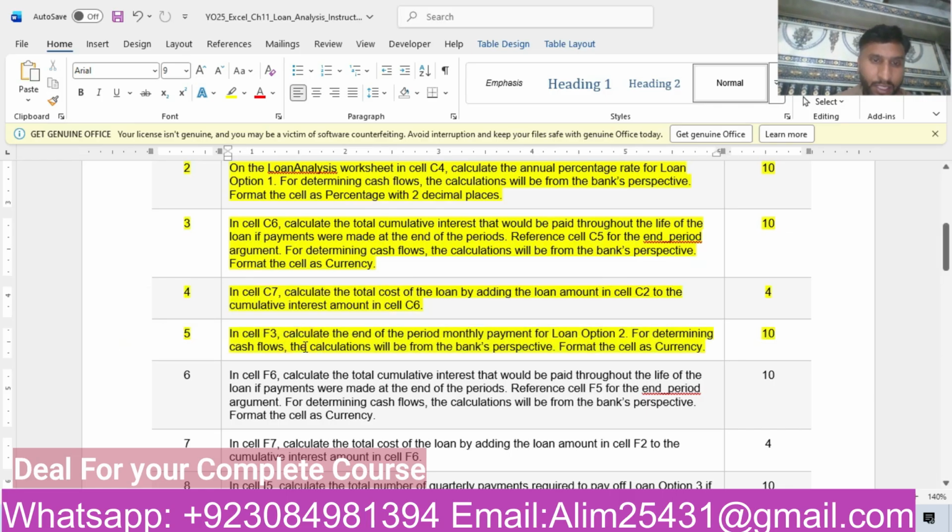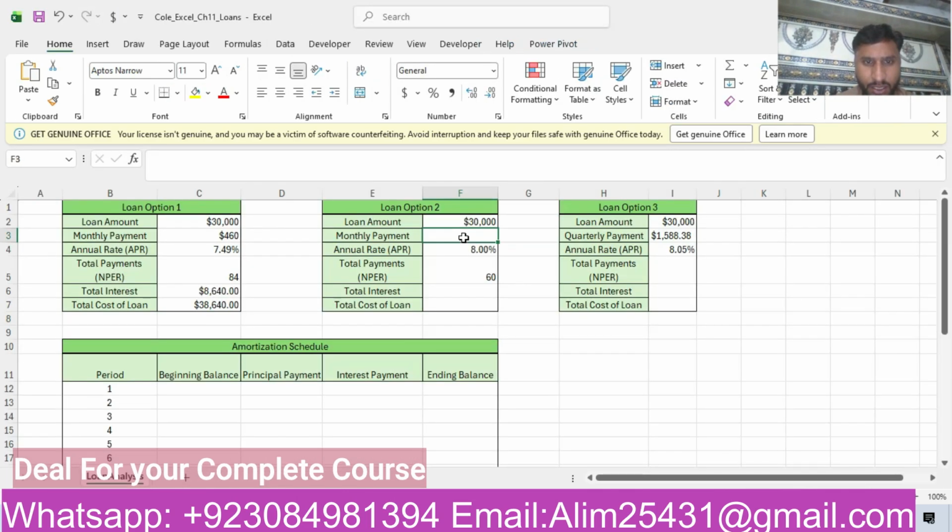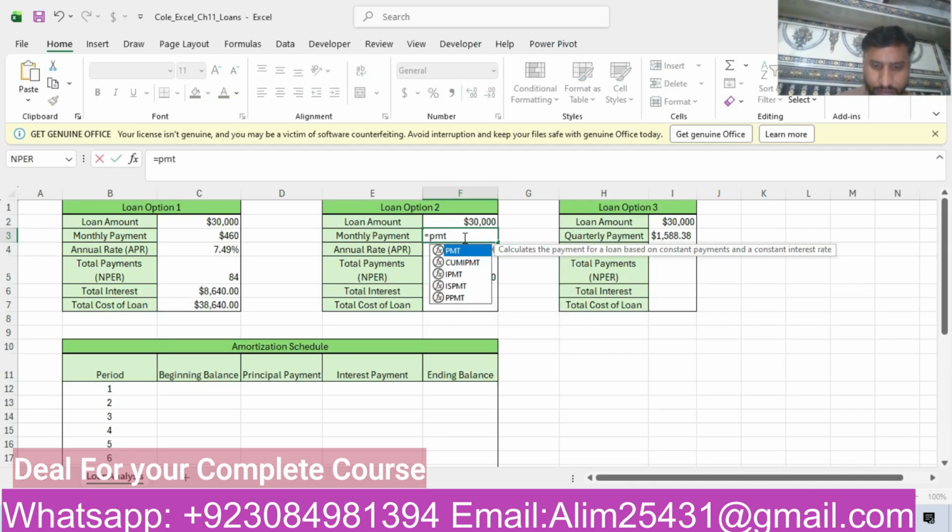In our step number 5, what is he asking? In the cell F3, calculate the end of the period monthly payment for loan option 2. Monthly payment means we need to find the PMT value for loan option 2 in the cell F3. That's our cell F3. We need to use the PMT function. Our rate is the annual rate in the cell F4. You see here he tells us about the annual rate. Annual rate F4 over 12.